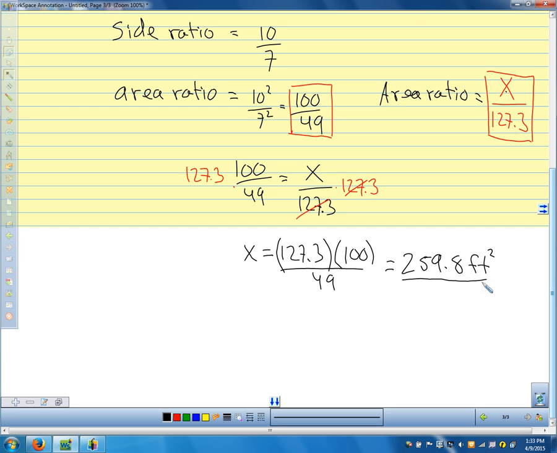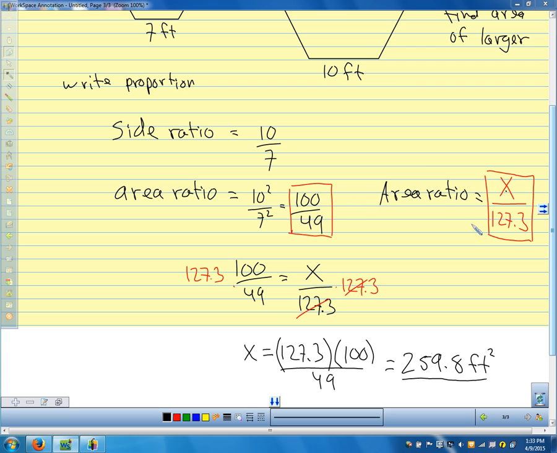So that's a kind of problem finding the area ratios lets us solve. We just wrote it in two different ways, one using the side ratio and one using the information in the problem. They have to be the same, so we set them equal to each other. Questions there?